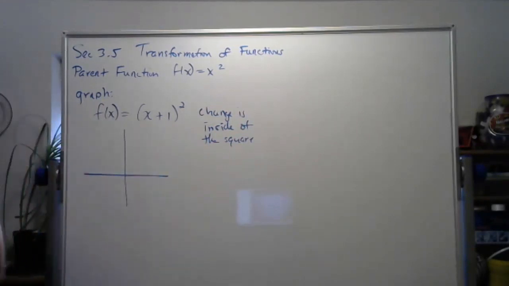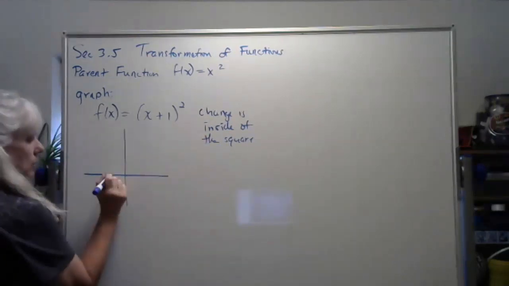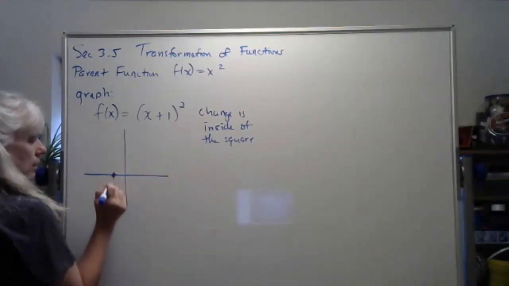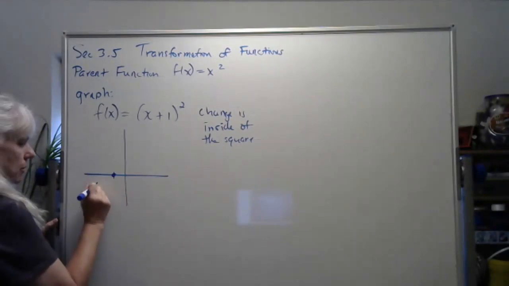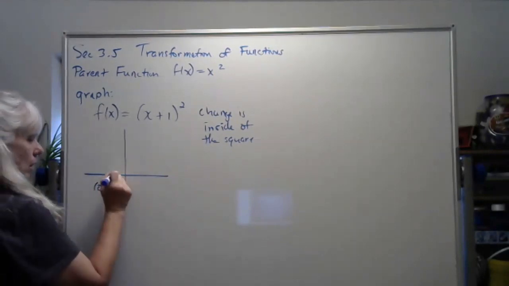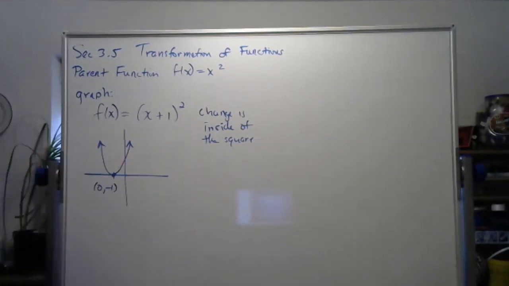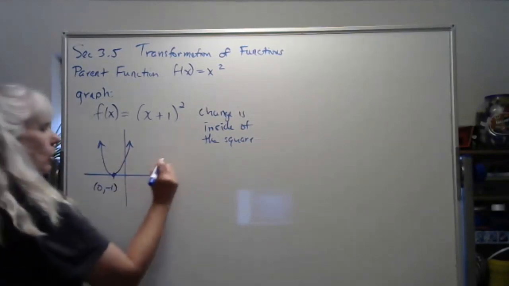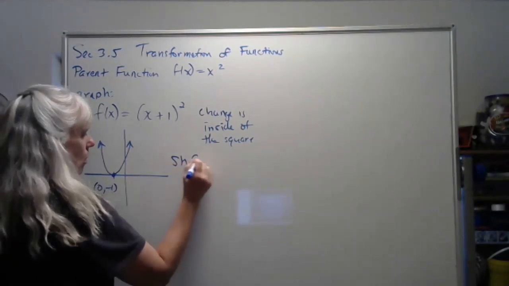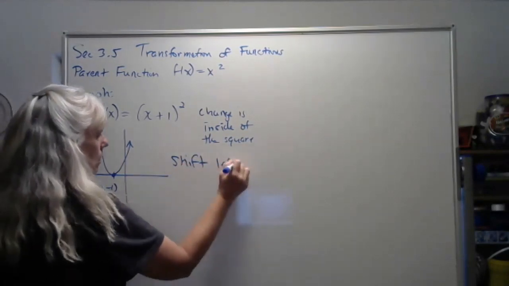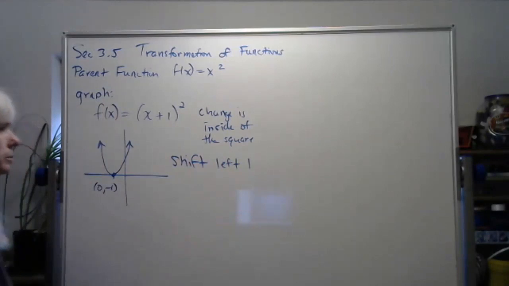So when you graph it on the calculator, what do you notice about where the parabola has been moved? It moves left. Correct. So I'm going to put the vertex over there at -1 and draw my same general U shape. So again, the shape's not changing. So shift left 1 unit.